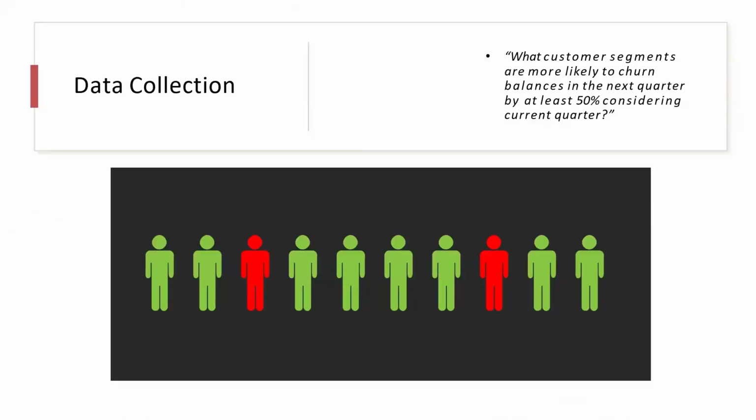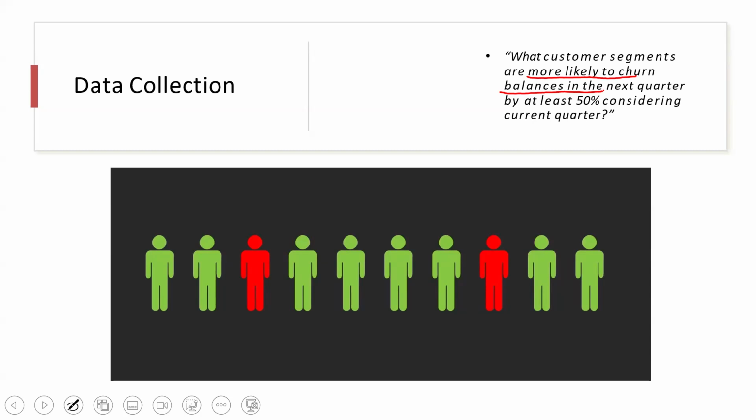In yesterday's session, we discussed hypothesis generation, right? How do you create a hypothesis? For example, in a given problem, what is the problem we are discussing? We are discussing the problem about customers, with what customer segment? What customer segment is more likely to churn balances in the next quarter? Simply put, which customers are more likely to carry a low balance. Carrying a low balance means they are about to leave the bank.